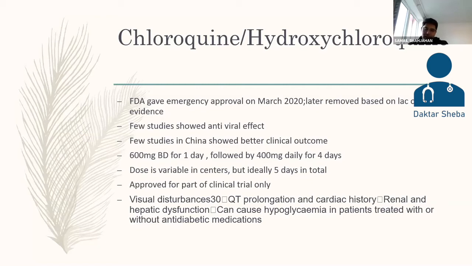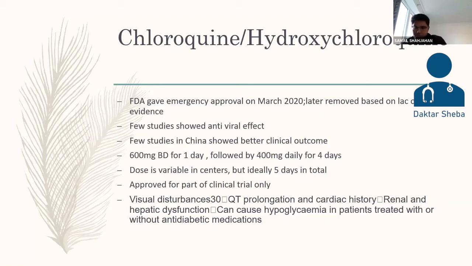The FDA gave it emergency approval, but later they had to remove it because there wasn't enough clinical evidence. But the Chinese papers have always been very promising on these results, and they have used it. The doses have been variable and every trust is very different. So we use 400 milligram twice a day for one day, then 200 milligram for the next 5 days. But it varies, so I think it's better to discuss with your local pharmacist to keep up a dosing, or just see the BNF.